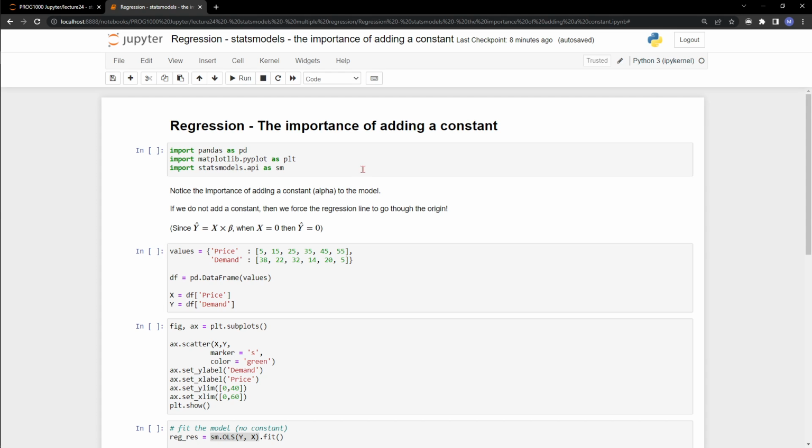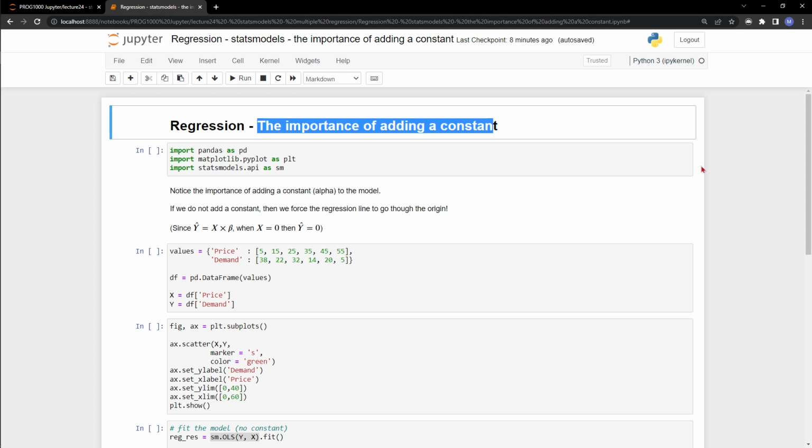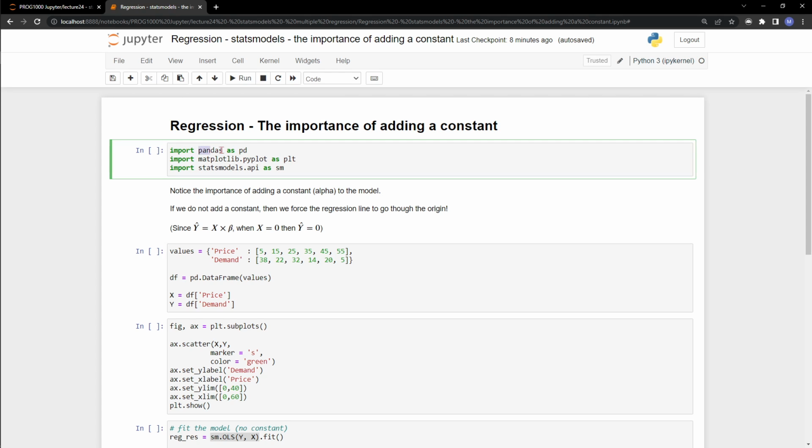Hi everybody, we are now going to talk about regression and the importance of adding a constant term. We are going to need pandas for the data structure, the data frame, and we are going to plot our results, and we need statsmodels to fit our least squares regression model. So we just import these libraries.